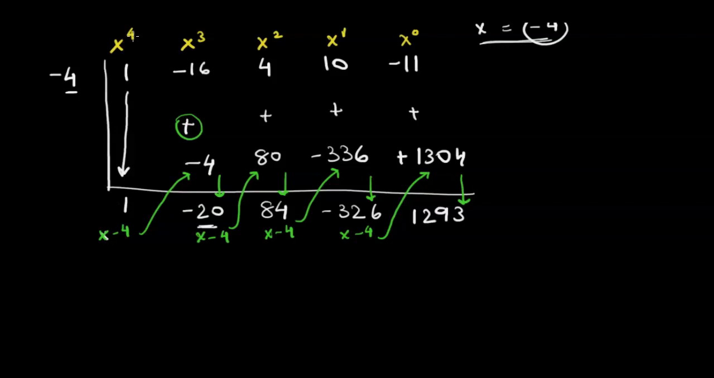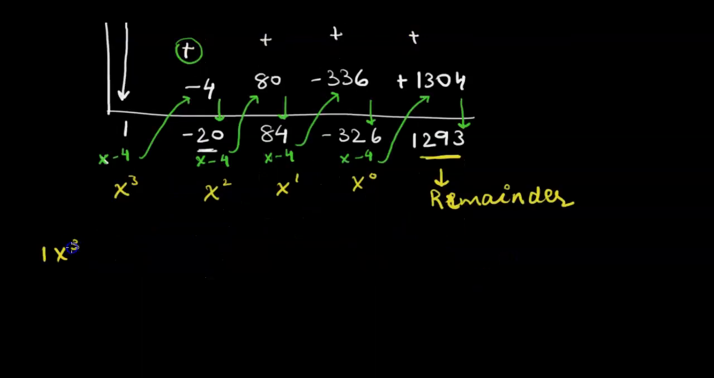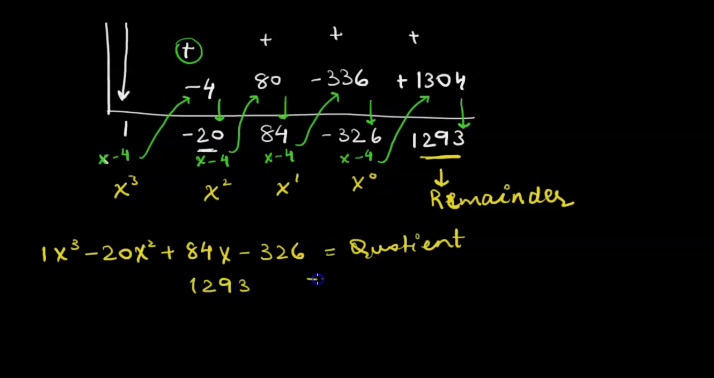So if this is x to the power 4, or here the degree is 4, the result will have a degree 3. So this would have x to the power 3, this would have x to the power 2 behind it, x to the power 1, x to the power 0. Now this has no x left at all. So the last number would always be called the remainder. Now the final answer can be written down as 1x cubed minus 20x squared plus 84x minus 326 is the quotient, and 1293 is the remainder. And this is how we divide using synthetic division.